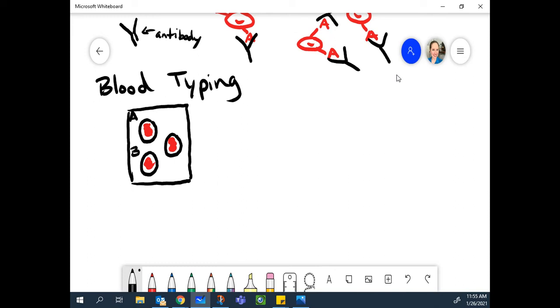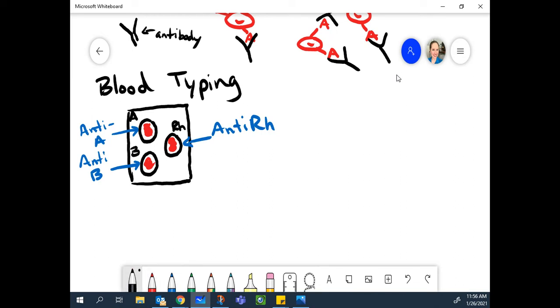Then we were going to add antiserums, which is the fancy word for the liquid that has the antibodies in it, to each of these. So what we did is we did anti-A serum into the spot labeled A. We put the antibodies to B into B. And then we did the anti-RH into the spot labeled RH. And what we looked for was clumping.